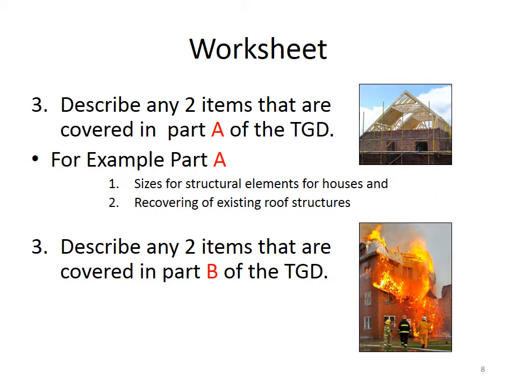So worksheet question 3. First of all, describe any 2 items that are covered in Part A of the technical guidance documents. So for example, just to give you an idea, a guide for the rest of them. For Part A, 2 things that are covered in it: sizes for structural elements for houses, and also recovering of existing roof structures. Also have a go at describing any 2 items then that are covered in Part B of the technical guidance documents that you can remember.